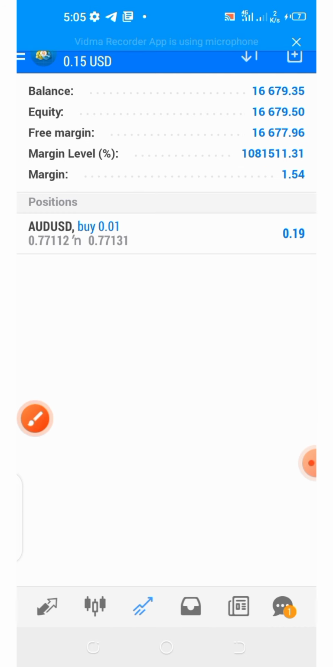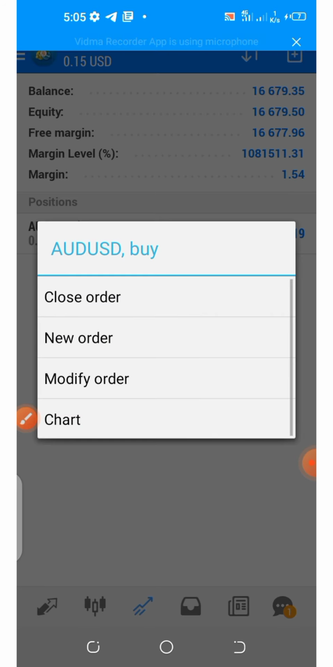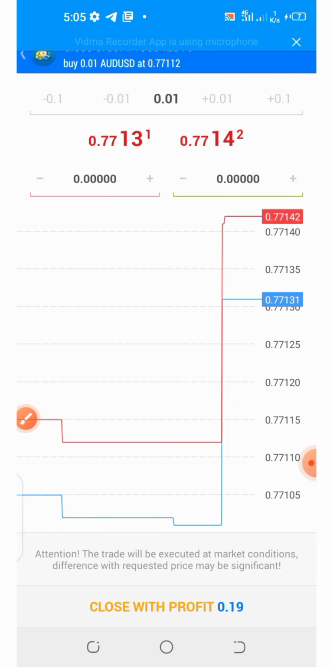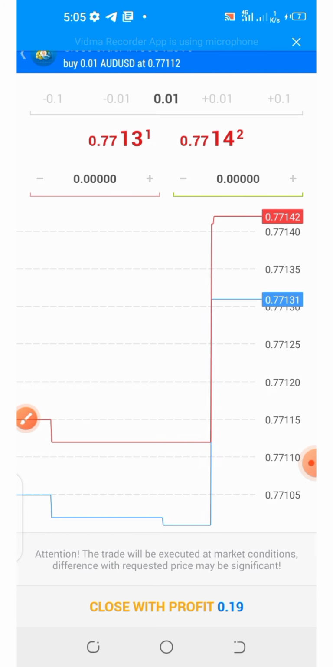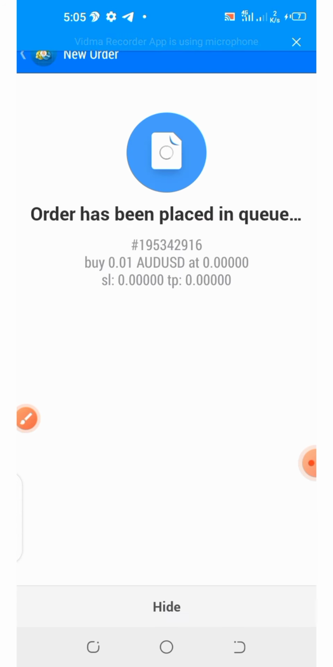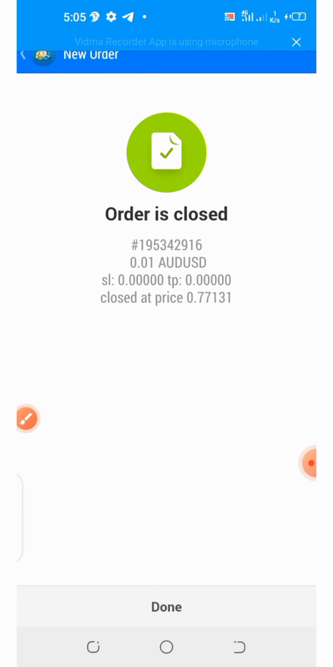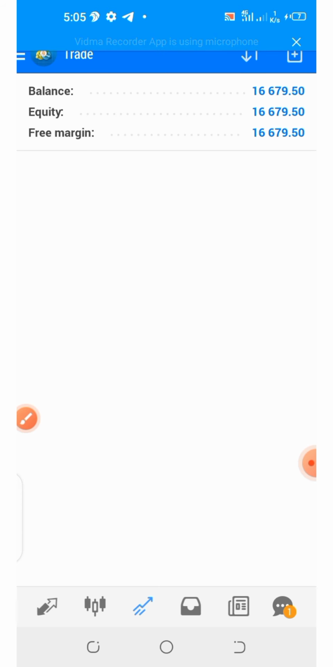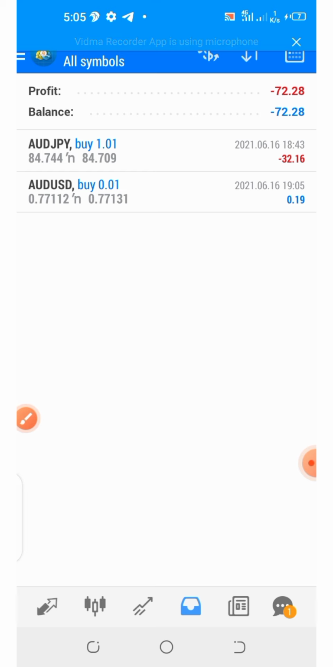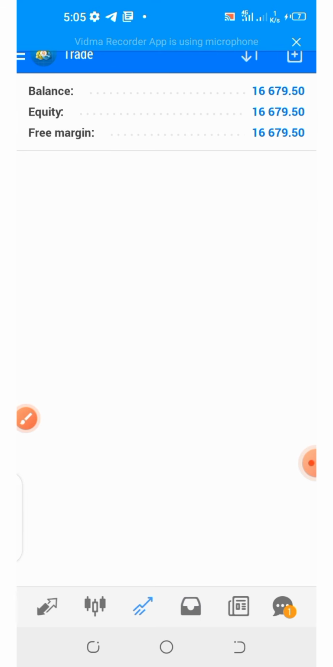So that is it. Now the last thing is, how do we close a trade? It's simple. You click on the trade, click and hold, then you take close order. It tells you close with profit. So just click on it and the trade closes. When the trade closes, that is the money that has entered your account. So that is how you trade, and that is how you use your MetaTrader 4.